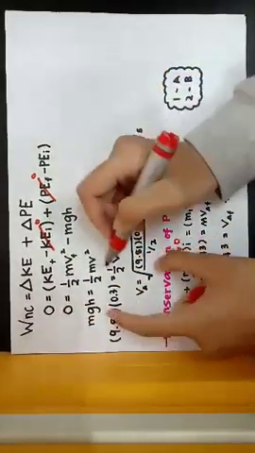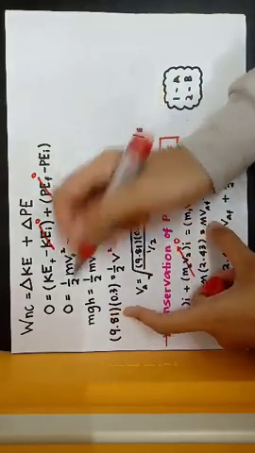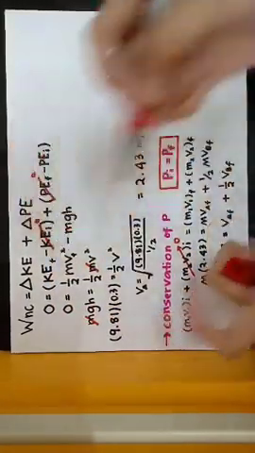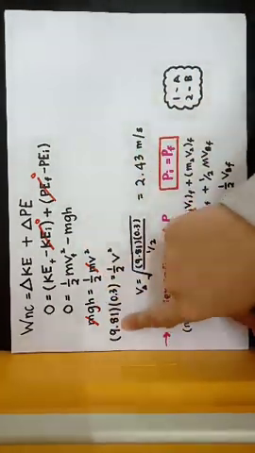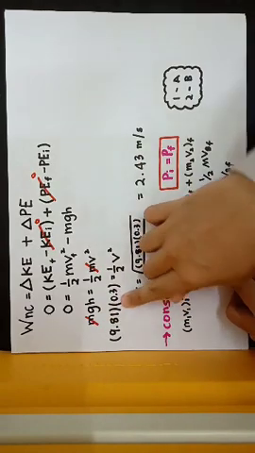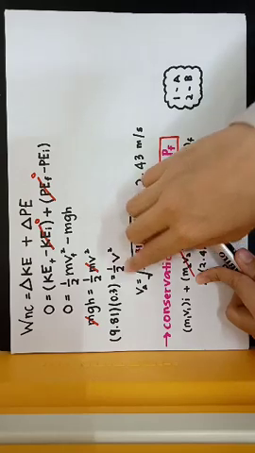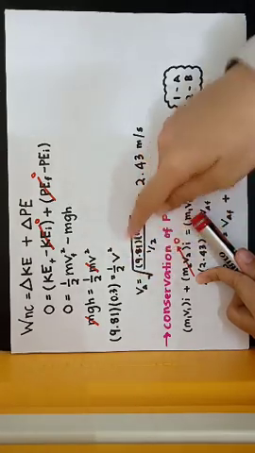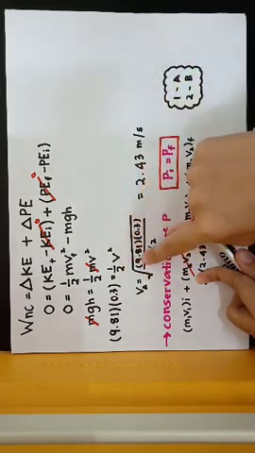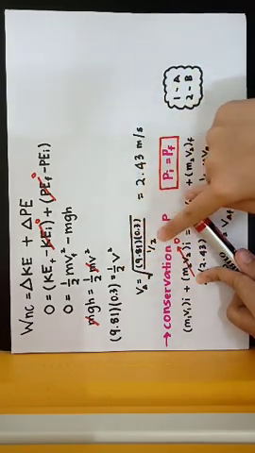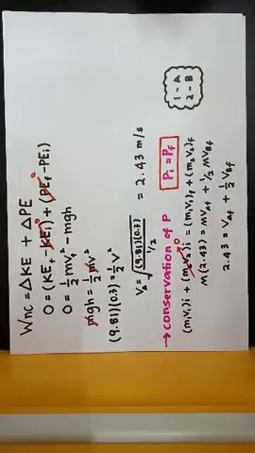There is no given mass in the question, so we can cancel m, and we are left with gh equal to 1/2 v squared. So g is 9.81 multiplied by 0.3 meter, which is the 30 cm given in the question, equal to 1/2 v squared. So we can find the velocity of block A, which is equal to the square root of 9.81 times 0.3 over 1/2. So it is equal to 2.43 meters per second.